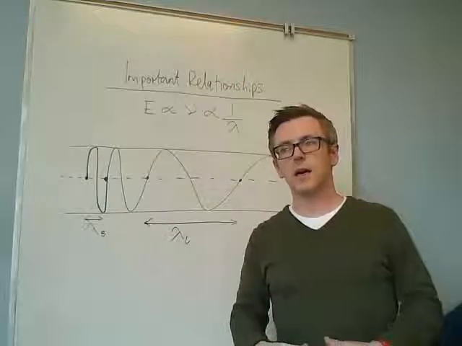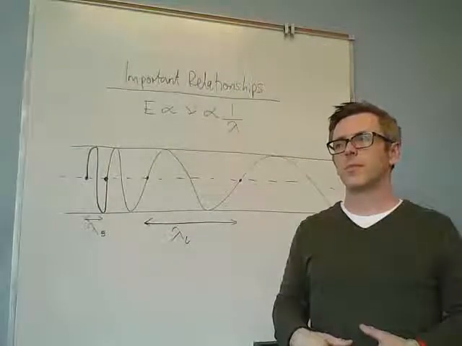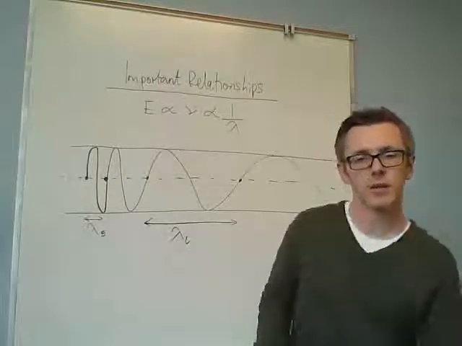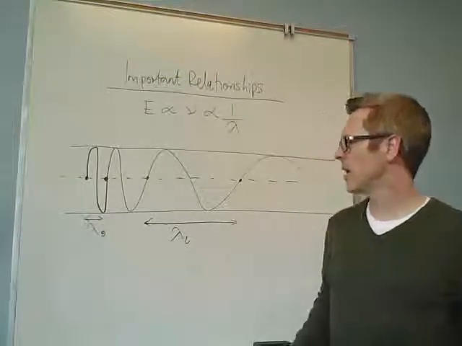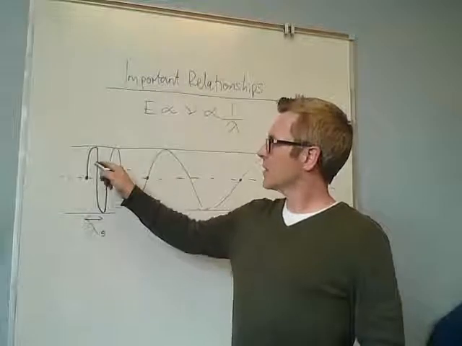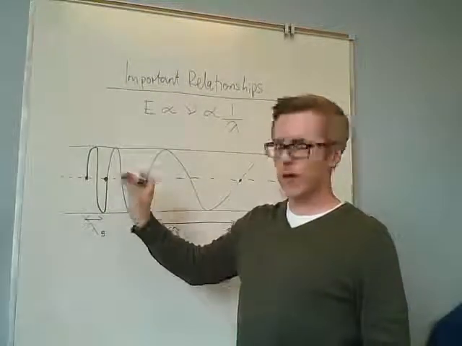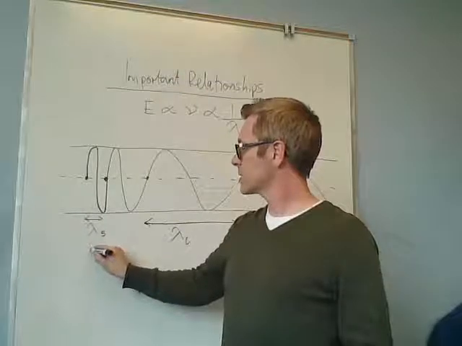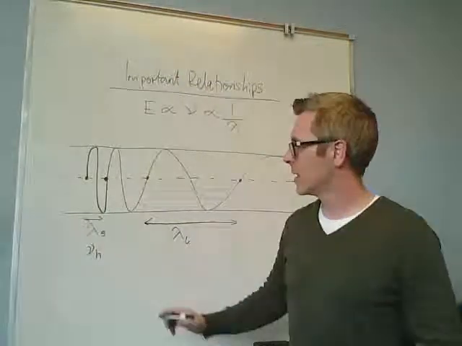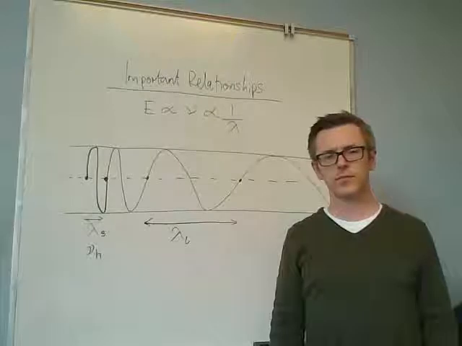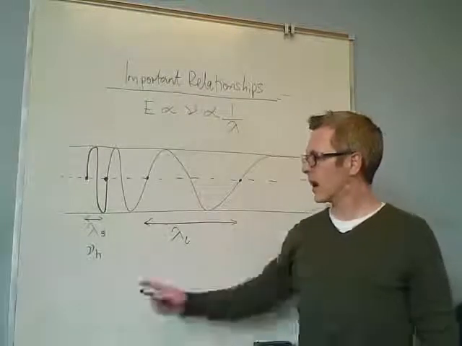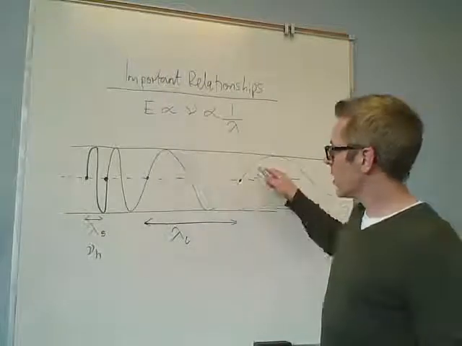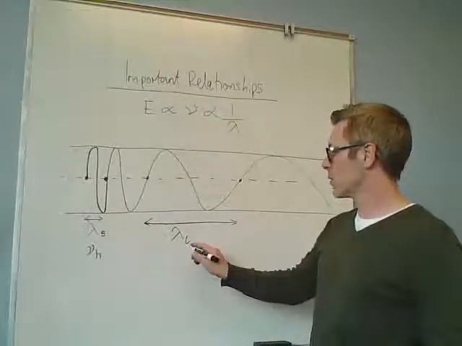Frequency is the amount of waves per unit time. It has units of reciprocal second. This short wavelength would have a high frequency. So the frequency would be high if the wavelength is short. High frequency, short wavelength. If the wavelength is long, the frequency is low.